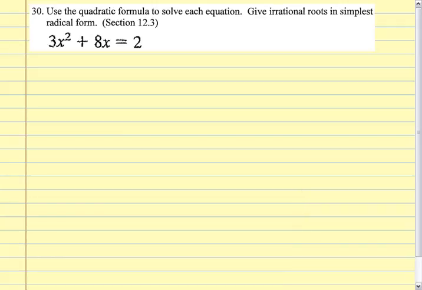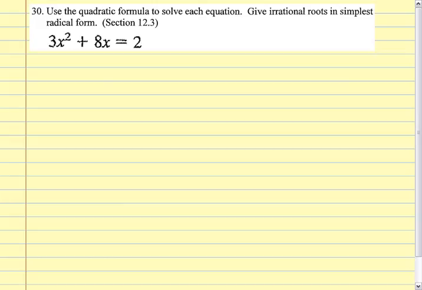Okay, folks, number 30 says use the quadratic formula to solve each equation. All right, but we only have one here. Give irrational roots in simplest form, simplest radical form. That means do not use your calculator, just leave it as a simplified radical, okay? All right, so let's see.